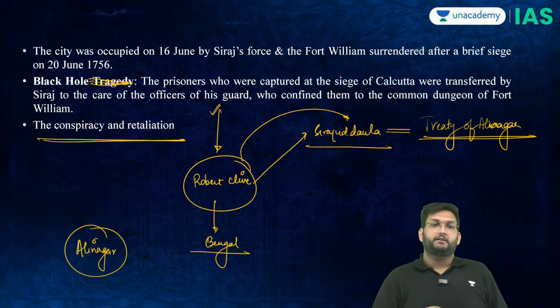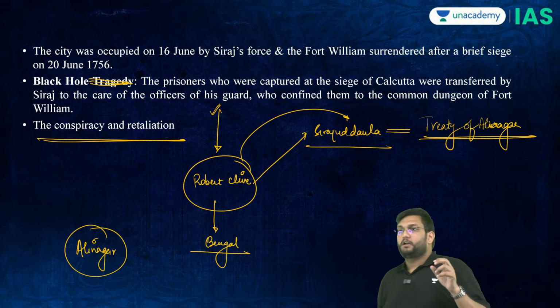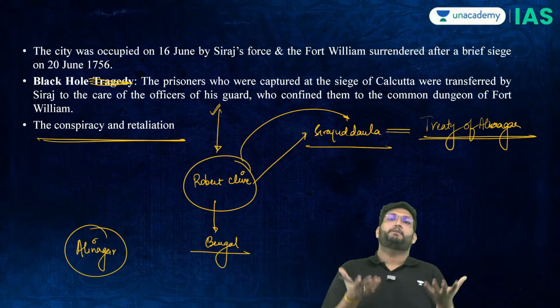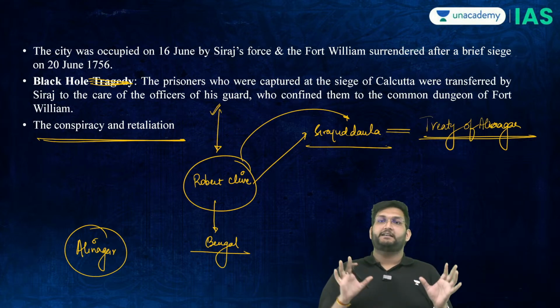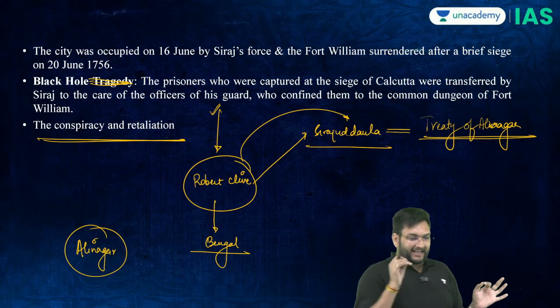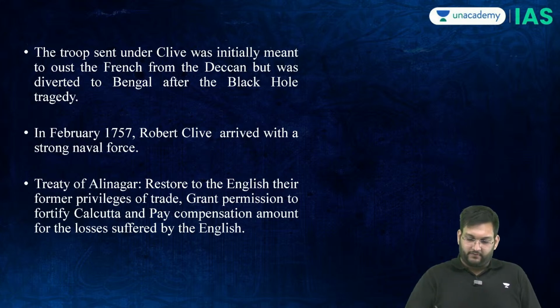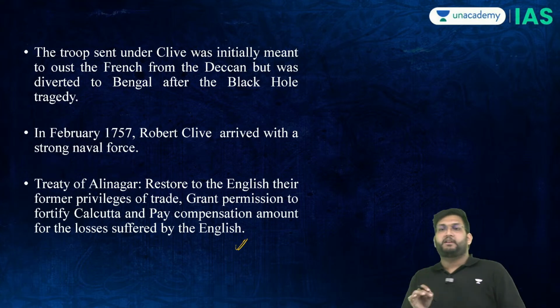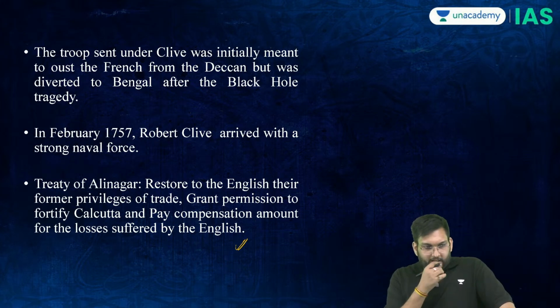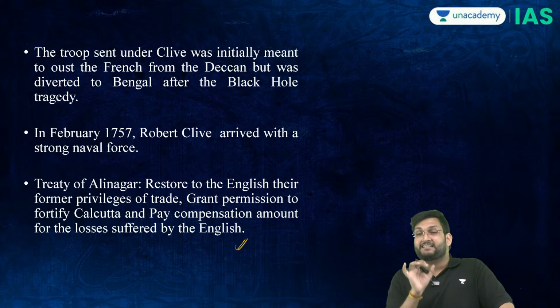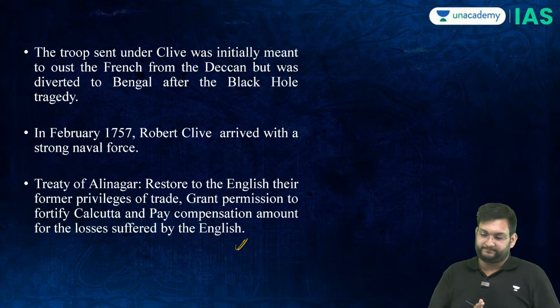Under the Treaty of Ali Nagar, Clive was able to get Fort William back, allow for fortifications to happen, took some compensation from Sirajuddaula, and they said that you will not touch us. Clive was able to get back what they wanted. However, still by February of 1757, Clive has now re-established the control of the English over Calcutta and Fort William. But he has still not been able to do it comprehensively because the problem still remains.